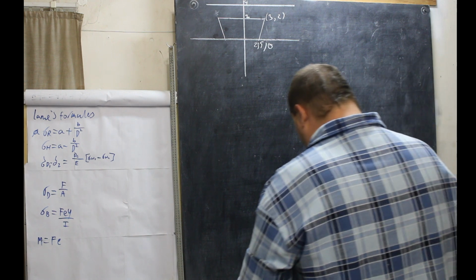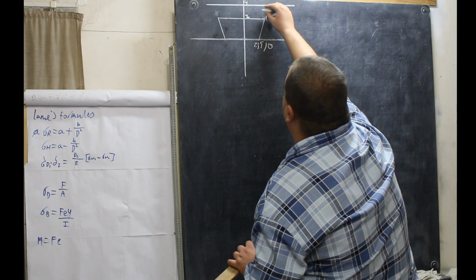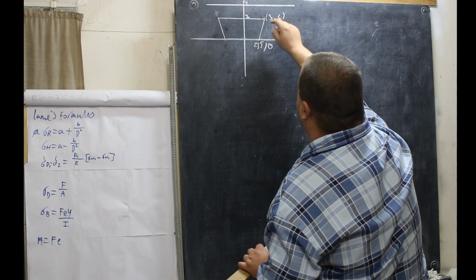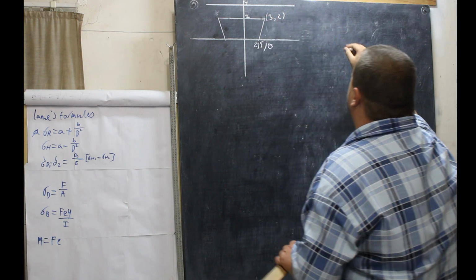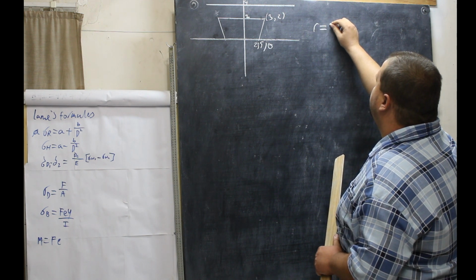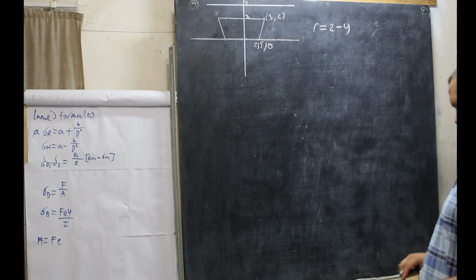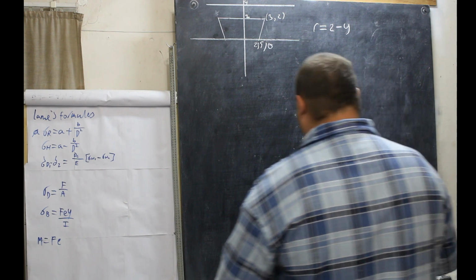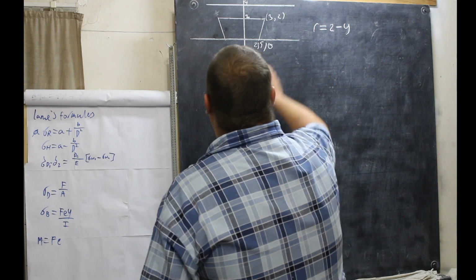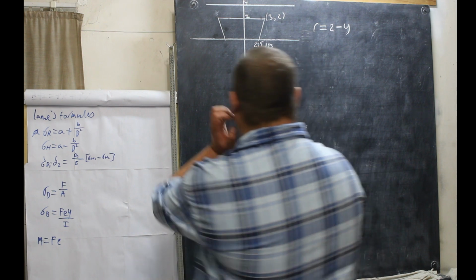So, what we need to do now is find R. So R is this here minus Y, and Y is that. So, R equals 2 minus Y. Next, we need to calculate the gradient of this particular line over here.